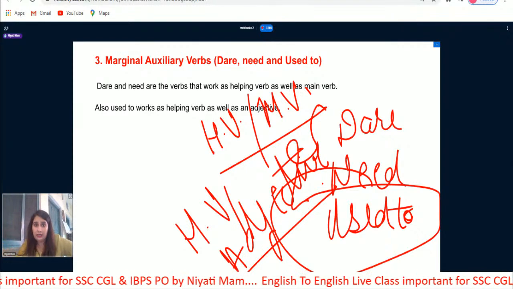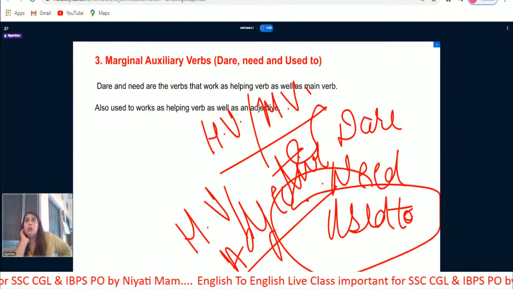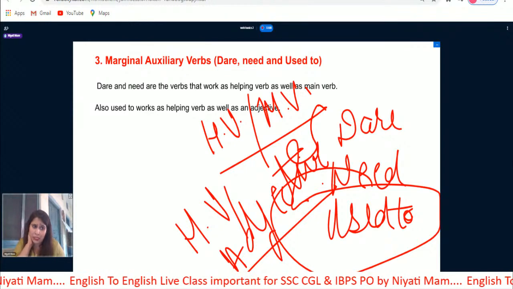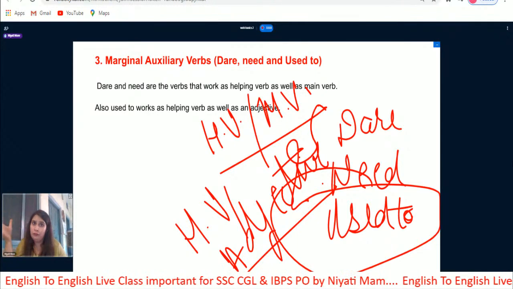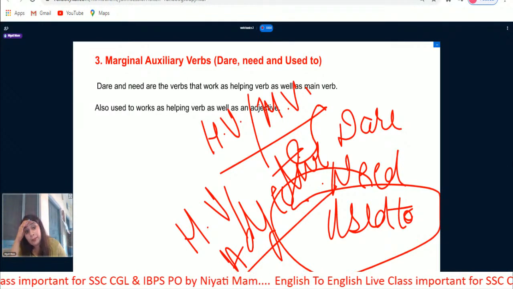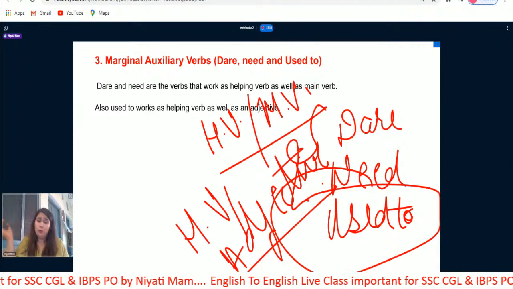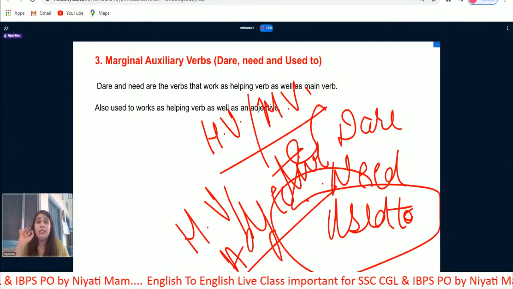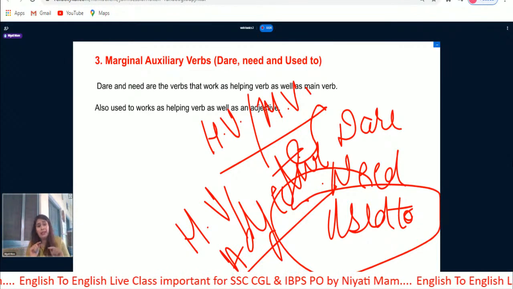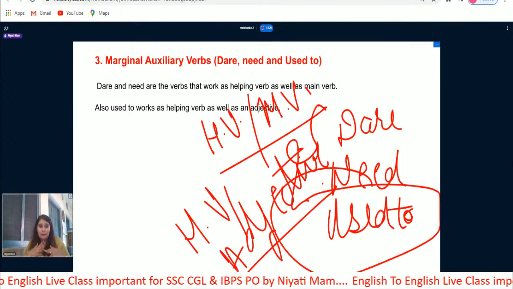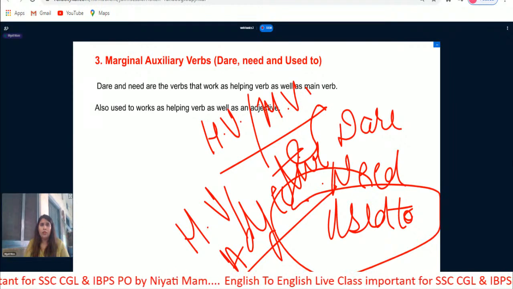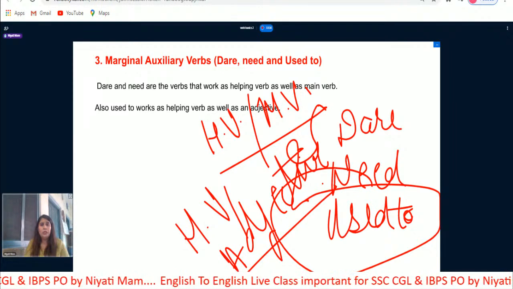Now the question arises, if marginal auxiliary verbs also work as helping verb as well as main verb, and primary auxiliary verbs have the same characteristics, that they also work as helping verb as well as main verb, now why do we have a need to differentiate them? If both the kinds of verb have same characteristics, both can work as helping verb as well as main verb, then why is there a need to differentiate these verbs?